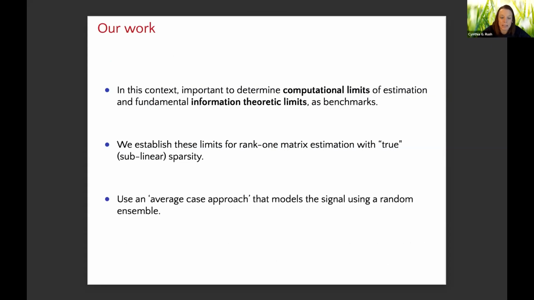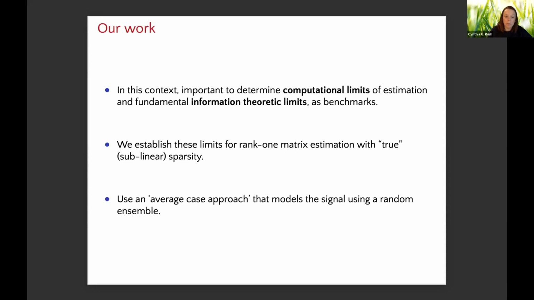As benchmarks within this context, it's necessary and important to determine both computational limits of estimation, which tell us how much data is necessary and sufficient for computationally efficient algorithms to perform well, and also to establish fundamental information theoretic limits of problems, which I'll also call statistical limits throughout the talk, which in contrast to the computational limits provide guarantees for learning procedures that are algorithm independent or algorithm agnostic. So what we aim to do in this work was to establish these computational and statistical limits for a specific problem. That's the problem of rank 1 matrix estimation from noisy observations of the entries of the matrix, but in the case where the signal sparsity is scaling sublinearly with the problem dimension.